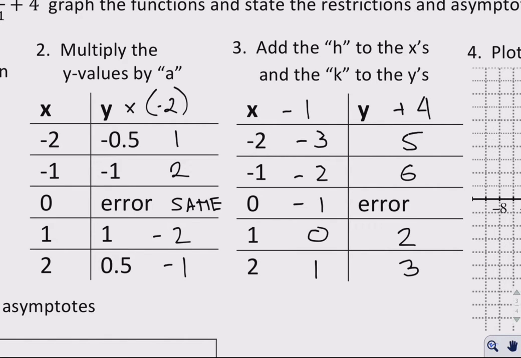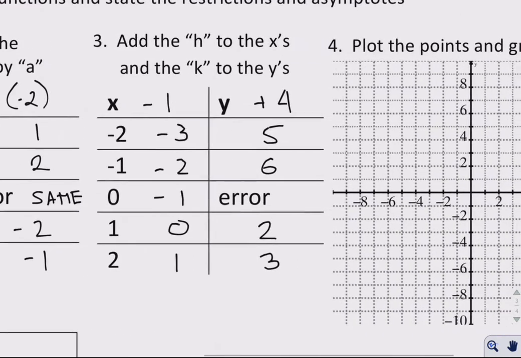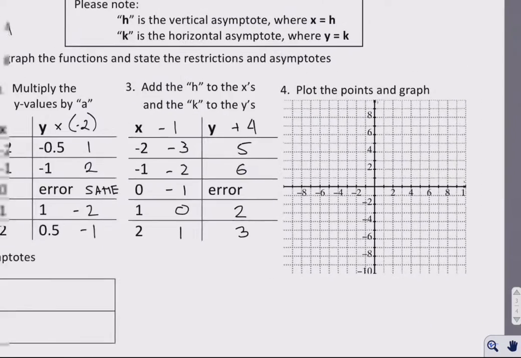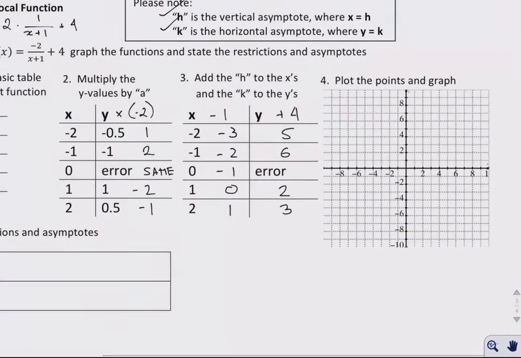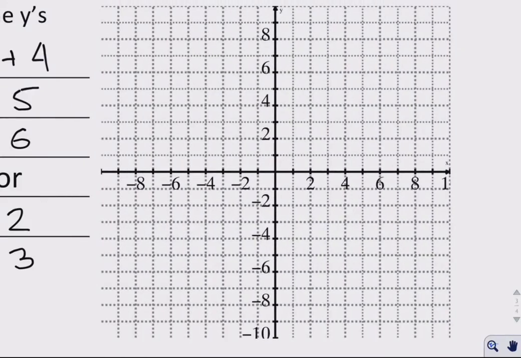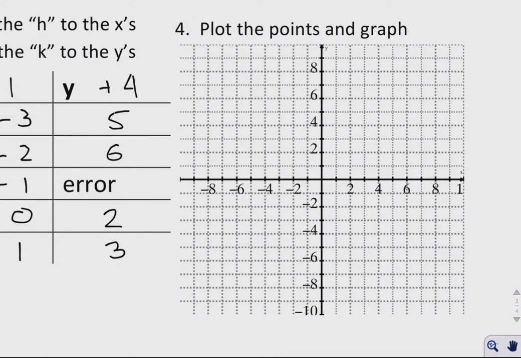So like before, when graphing reciprocal functions, it's always good to graph the asymptotes first, okay? The h and the k value, if you notice up here, those are your vertical and horizontal asymptotes respectively. Okay, so I'm going to graph them in a red color over here. So I have -1 as my vertical asymptote, and I have as my horizontal one 4.